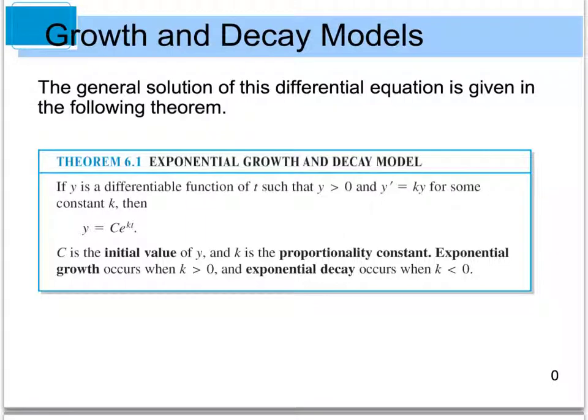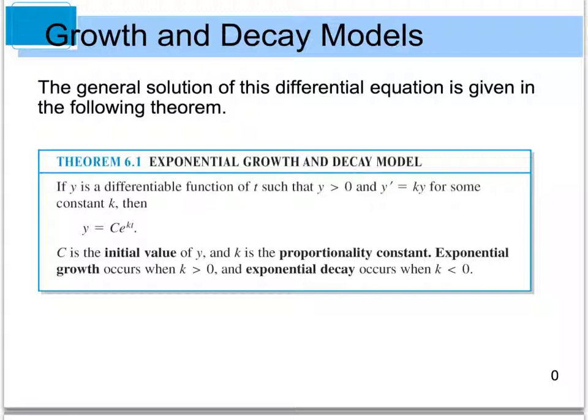And in your book, you'll see that you have Theorem 6.1, which is talking about the exponential growth and decay model. And what it tells you, it says, if y is a differentiable function such that y is greater than 0 and the derivative is equal to ky, for some constant k, you get this equation y equals c times e raised to the power of kt.